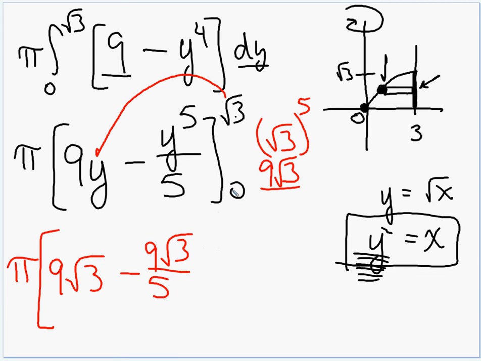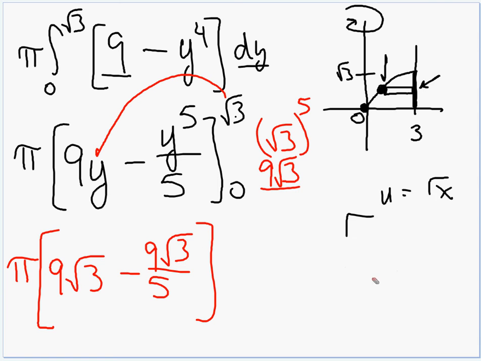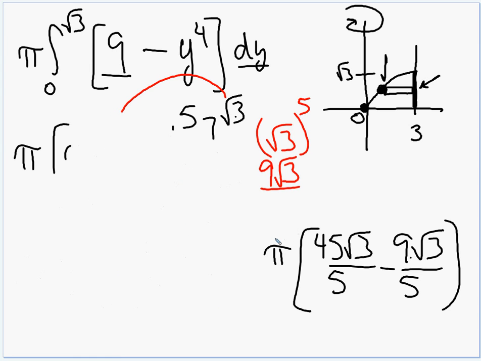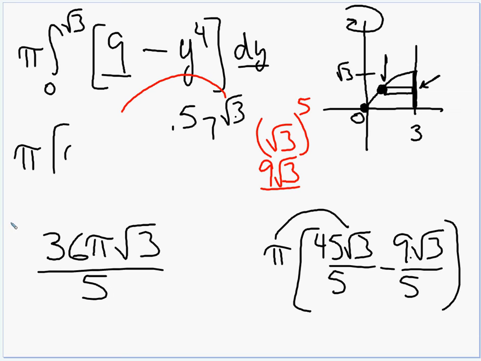Just for completion, if we do evaluate the lower limit, we're going to get 0 minus 0, so that just goes away. Let's get this as one fraction, then we'll put the pi in at the end. Let's get a common denominator of 5, so multiply top and bottom by 5. We're going to get 45 root 3 over 5 minus 9 root 3 over 5. Now with the common denominator, that will be 36 root 3, and let's put the pi in there now. So we subtract, get our 36, put the pi in there with the root of 3, all over 5. Nice.